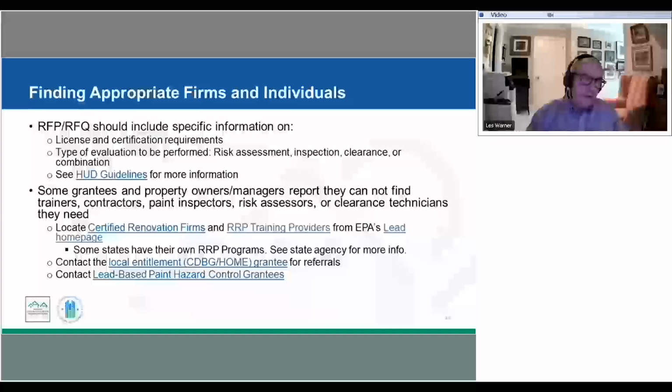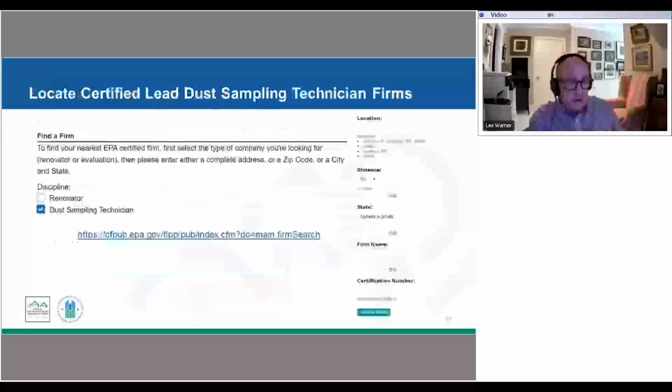Another resource is if there is a HUD grantee receiving lead-based paint hazard control grants, they would then have working relationships with certified firms in your area and be able to provide similar resources. And so we have a link here to help you identify if there are lead hazard control grantees in your area to be able to link with them on that.